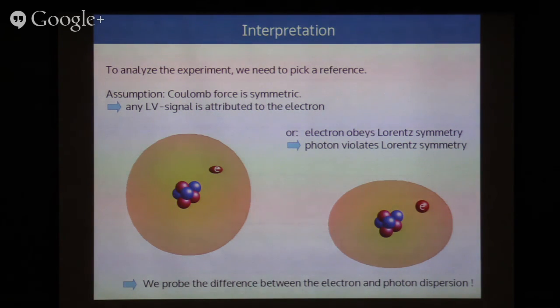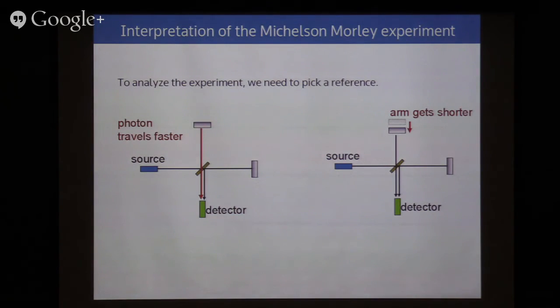That's what we're doing. I want to come back to the original Michelson Morley experiment and point out some things here. The same holds true for the Michelson Morley experiment. To analyze the experiment, we need to pick a reference. So either it could be that if I see a signal, the photon travels in this direction faster, or, and I don't know that, the arm got short.